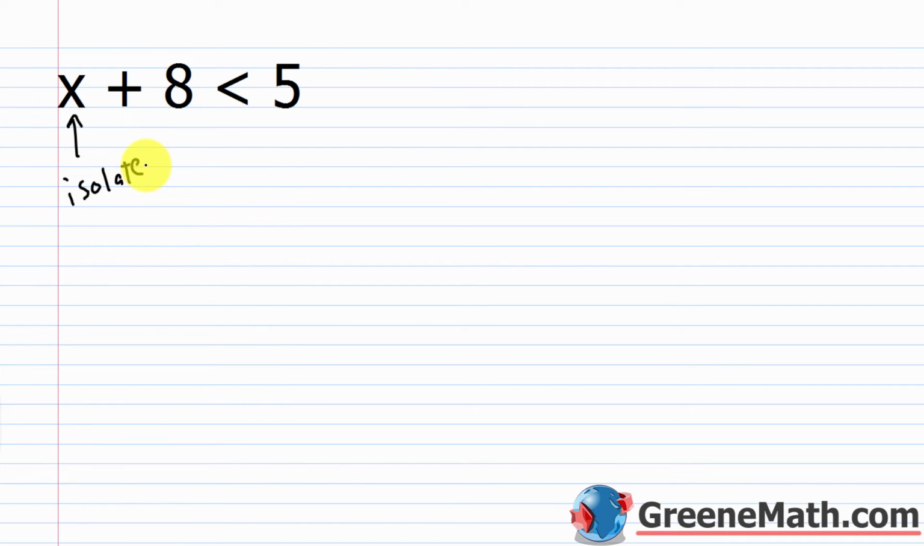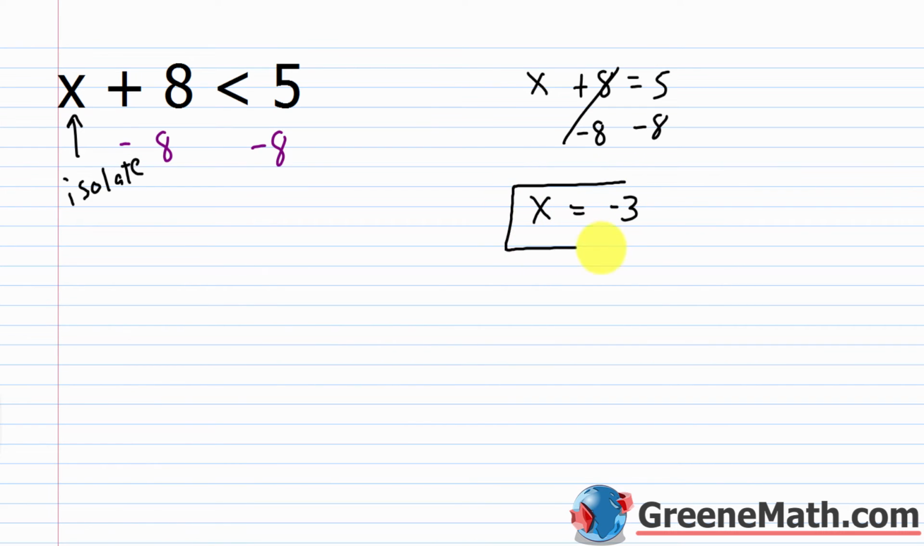So all I need to do in this case is move 8 away. So to do that, I just subtract 8 from both sides of the inequality. So minus 8, minus 8. Very, very simple. Remember, when we're solving equations like x plus 8 equals 5, I did the same thing. I just subtracted 8 away from each side, and I got a solution of x is equal to negative 3.